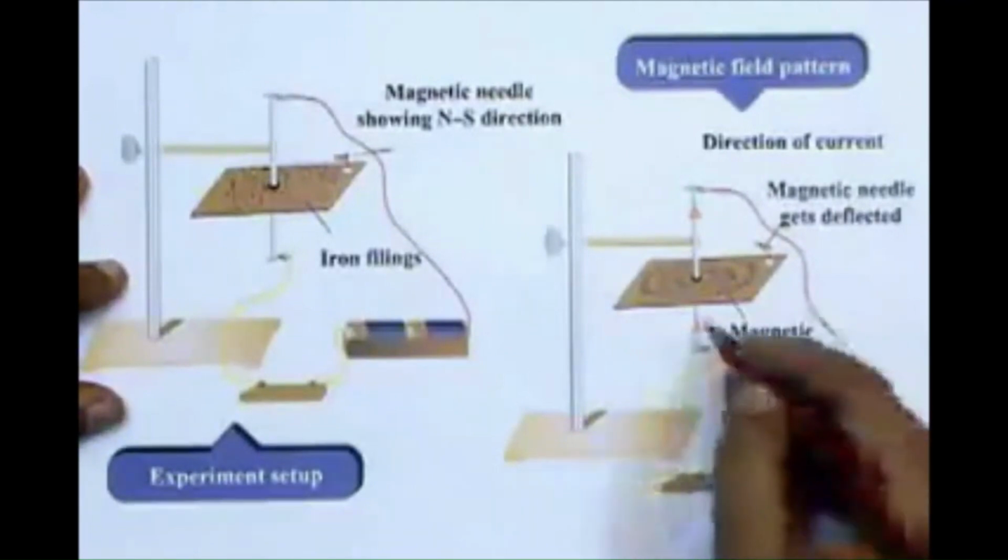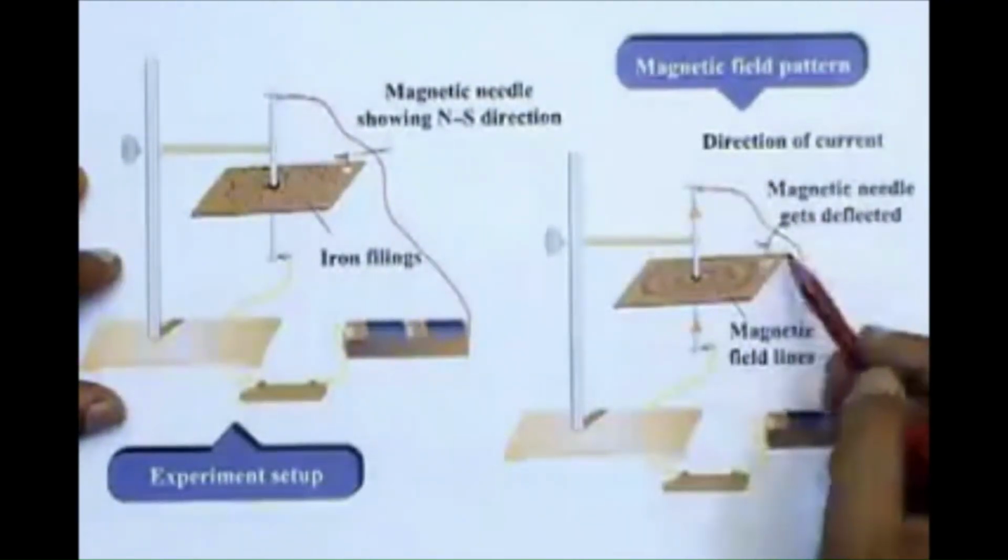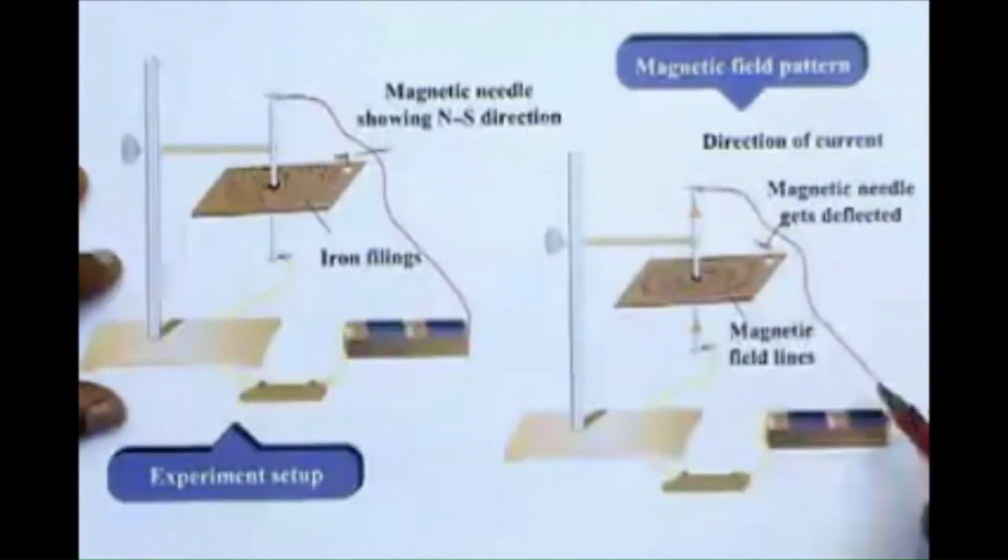In this particular case, you can see the direction of the current is upward and the loop is anti-clockwise. If we reverse this direction, the loop's direction is also going to be reversed.